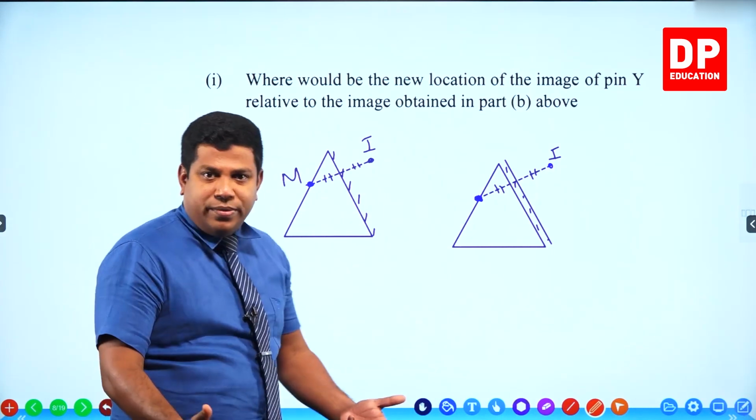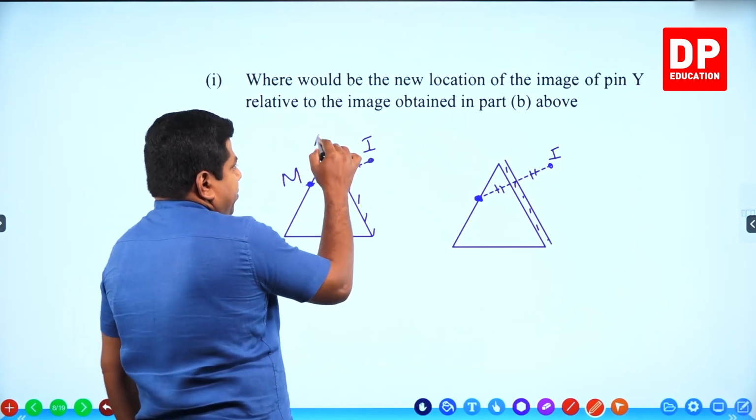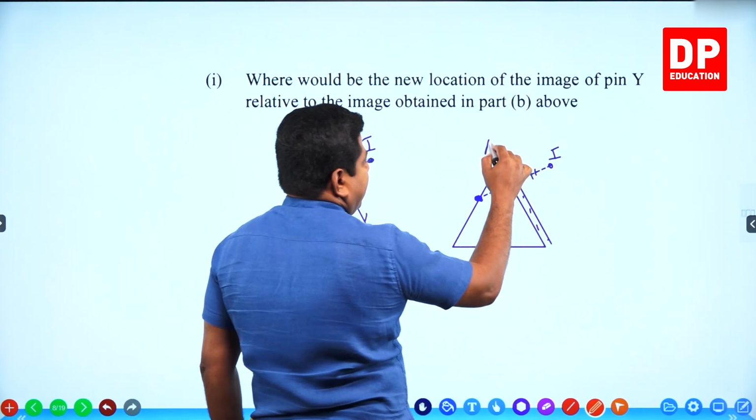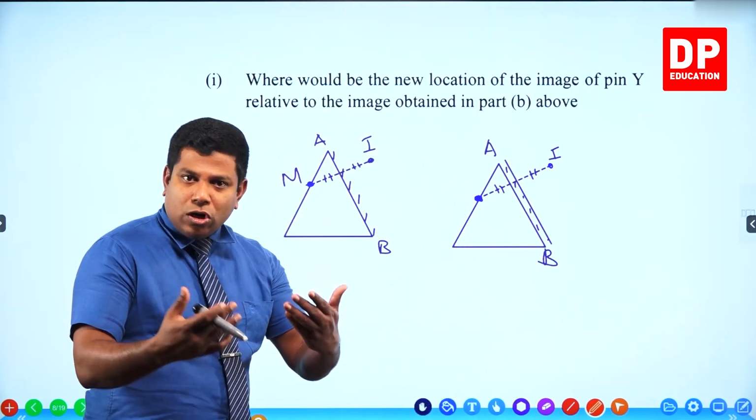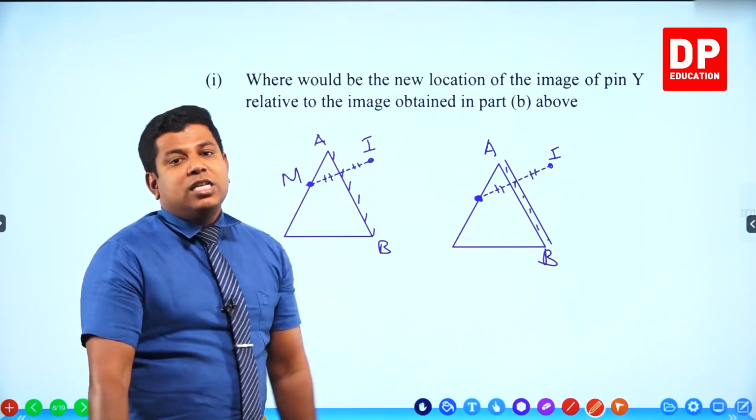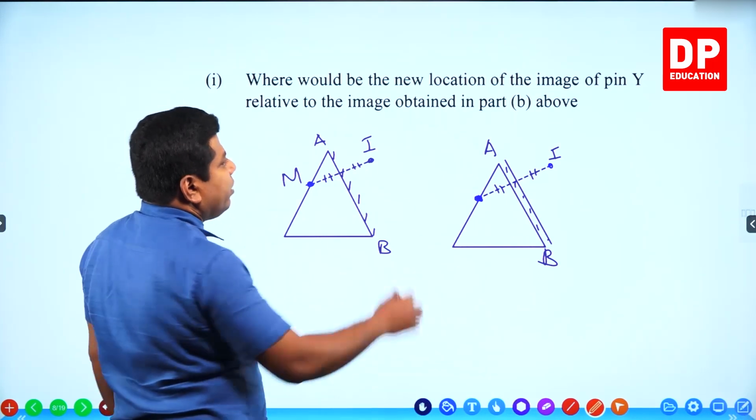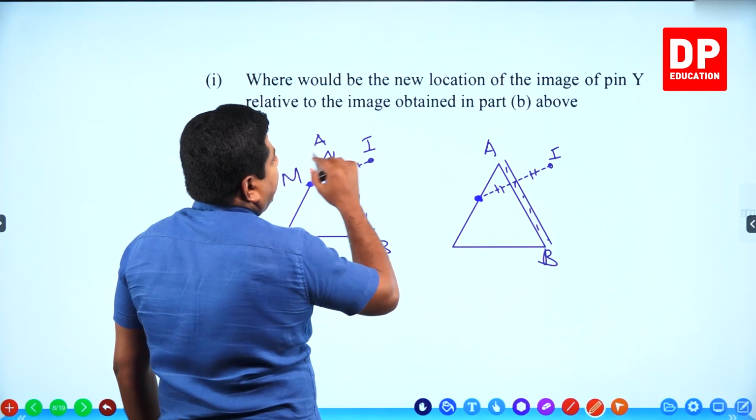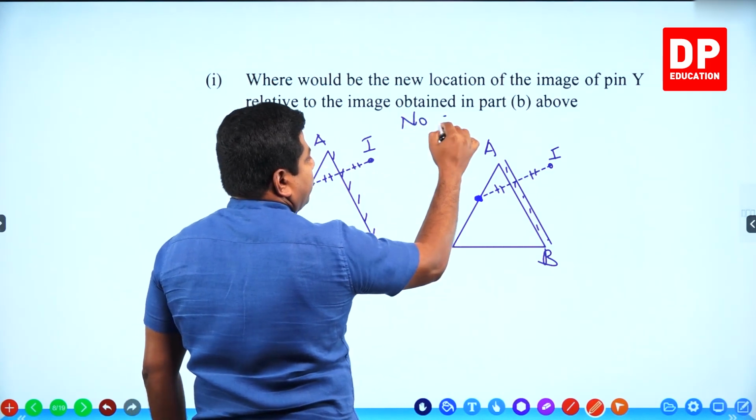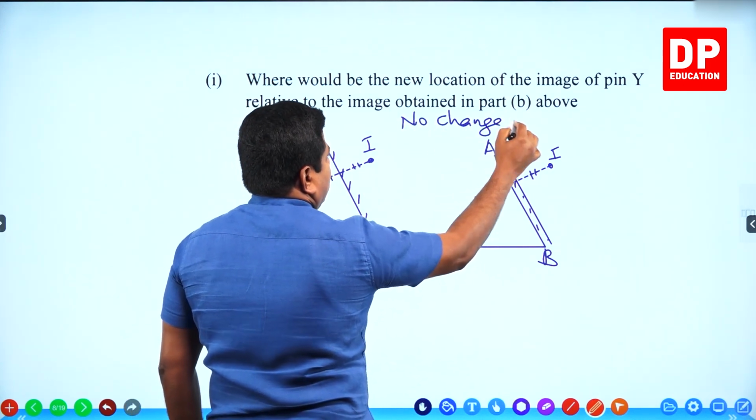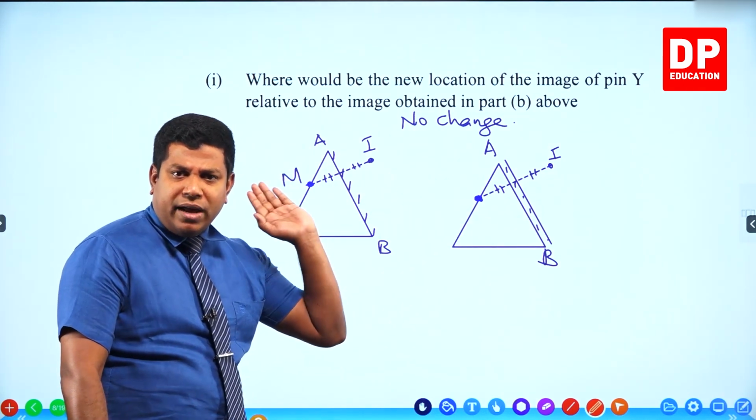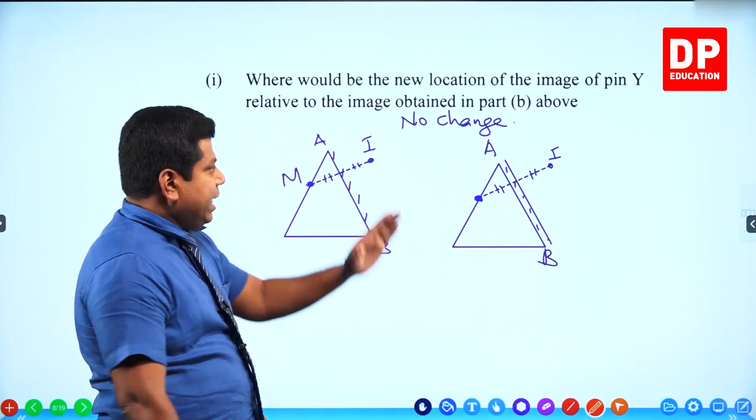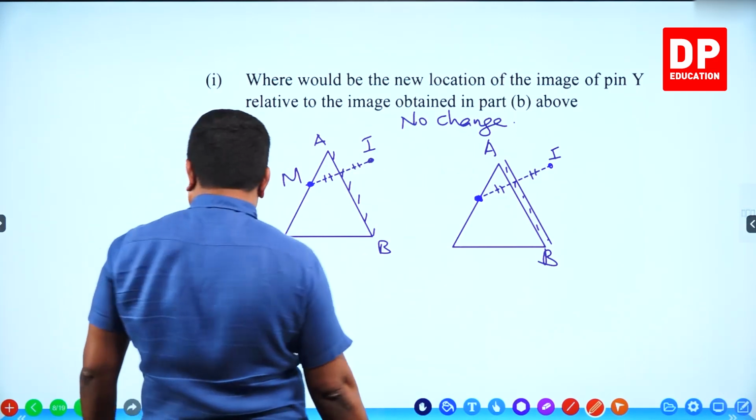So what's the difference you see between this one and that one? No difference. See, this surface, AB surface, acts like a mirror in both cases. And pin's position did not change. Therefore, the image's position also does not change. Relative to the image obtained in part B, no change. Image's position doesn't change. You don't have to draw the diagram. Diagram I have drawn for you to understand. In the exam, you can simply say no change.